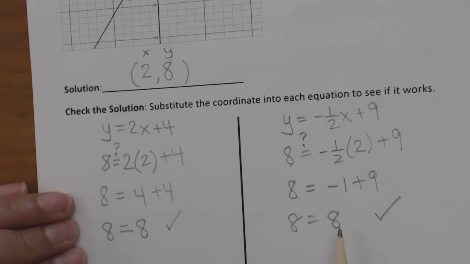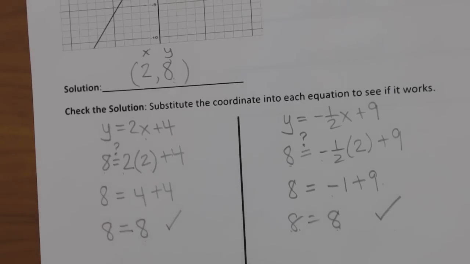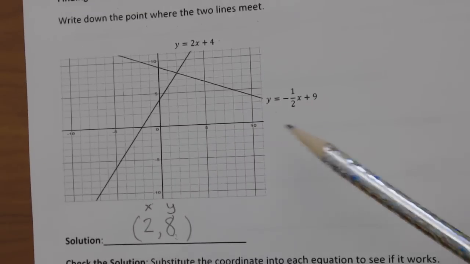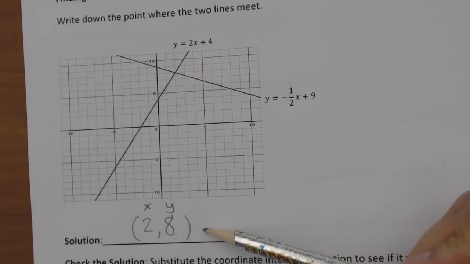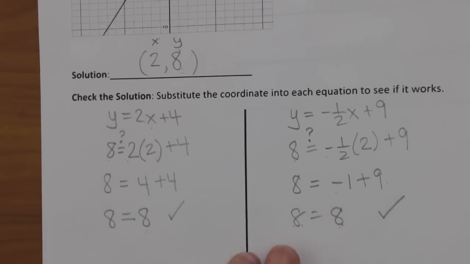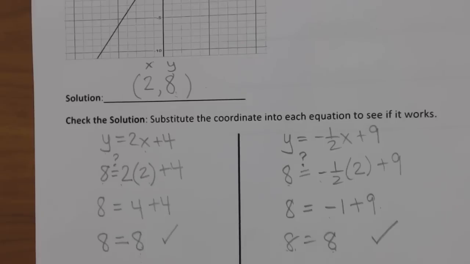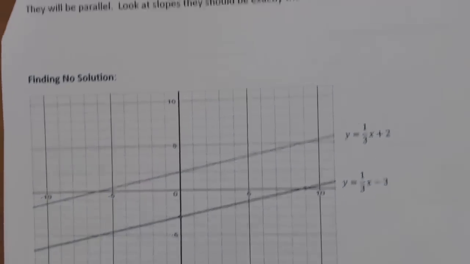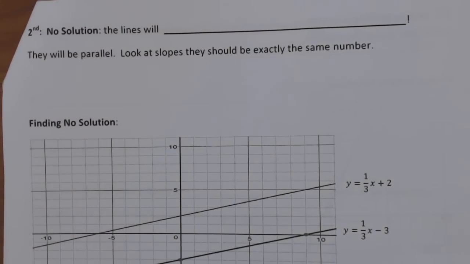So this is what we mean by it working. It works because this side, which is 8, equals the math that we did over here, 8. Same here, 8 equals 8. If these two were different, it wouldn't work. It would not be correct. So what we did is first found where they crossed, wrote that point down, and then checked to make sure that it was correct. You may pause the video and go back over that if you wish. I'm going to go on, though, to the second type of solution, which is no solution. This is where the lines will not cross.